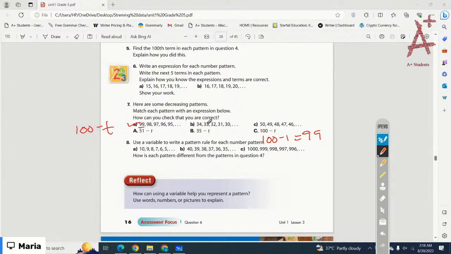Then here you have 34, 33, 32, 31. It is also decreasing by 1, right? So it starts with 34, and the correct option is 35 minus t for B, right? Then C is starting with 50 and also decreasing by 1. So the correct one for part C is 51 minus t, right?